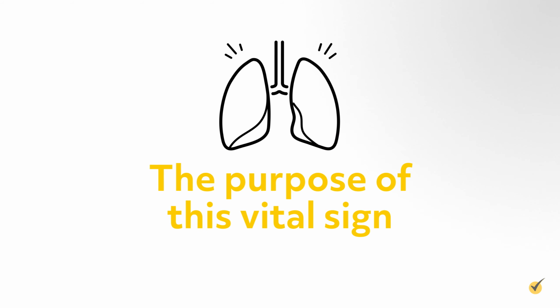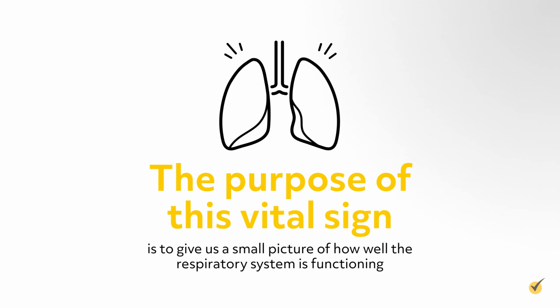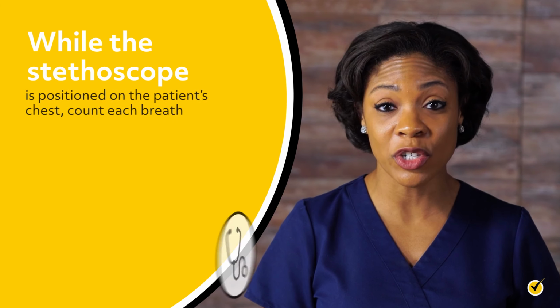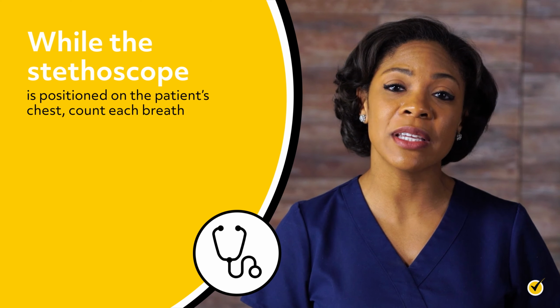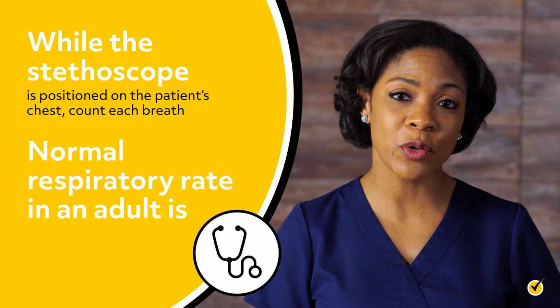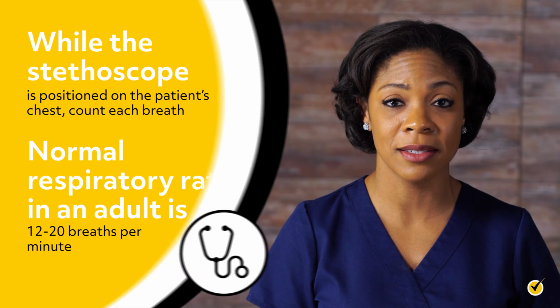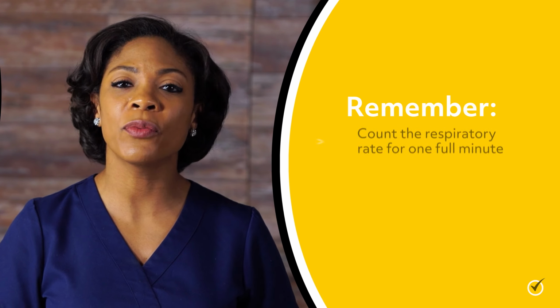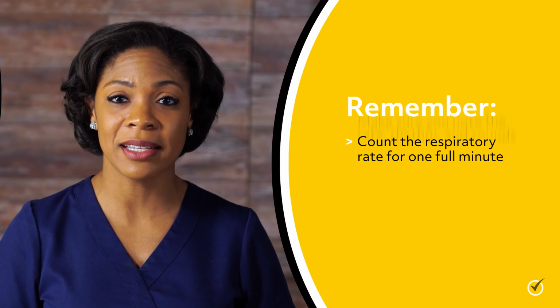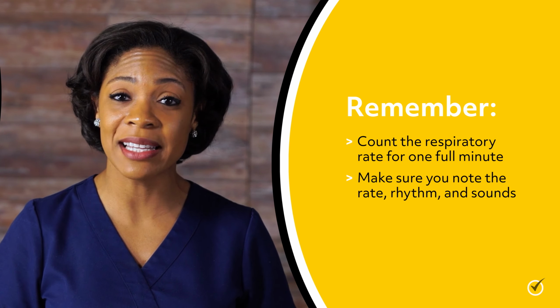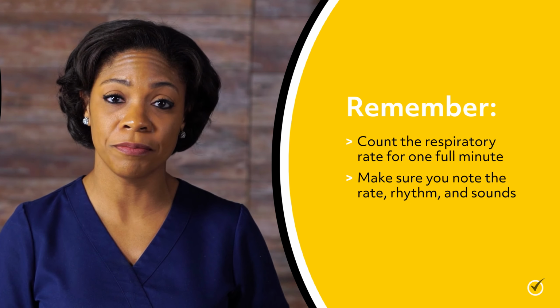The purpose of this vital sign is to give us a small picture of how well the respiratory system is functioning. While the stethoscope is positioned on the patient's chest, count each breath. Normal respiratory rate in an adult is 12 to 20 breaths per minute. Remember, count the respiratory rate for 1 full minute. Make sure you note the rate, rhythm, and sounds.